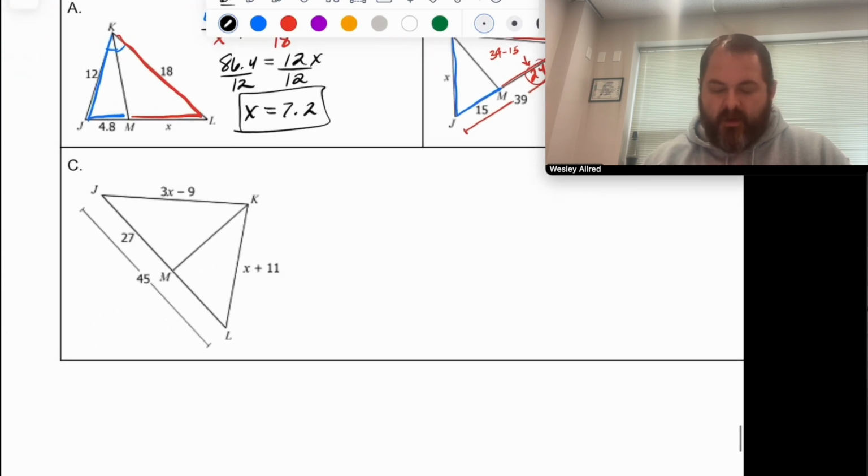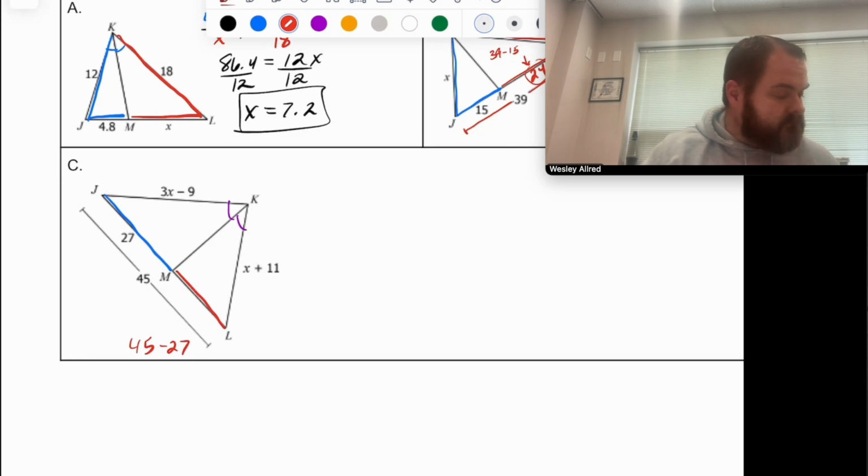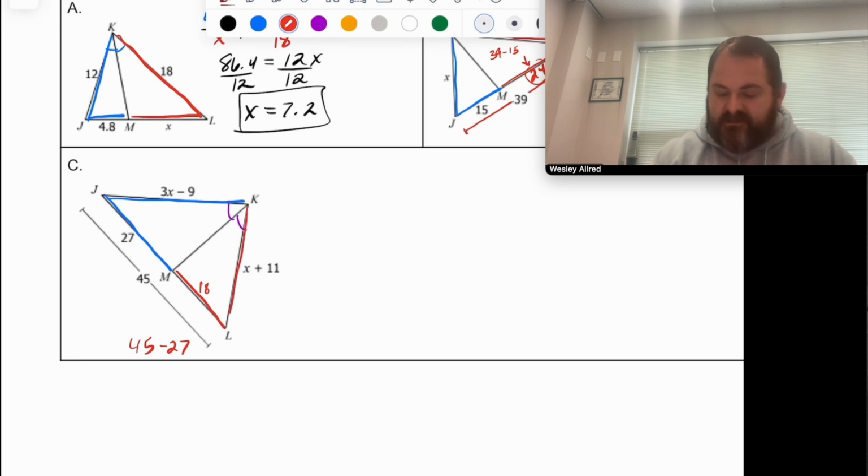Okay, we've got one more of these I want to try, and we're going to set it up, and then if you want to go ahead and solve it, you can, but we'll kind of speed through how to get to the answer. Once again, we have an angle bisector. Okay, that creates 27 here. This other segment from M to L, again, we find by doing 45 minus 27, which is 18.